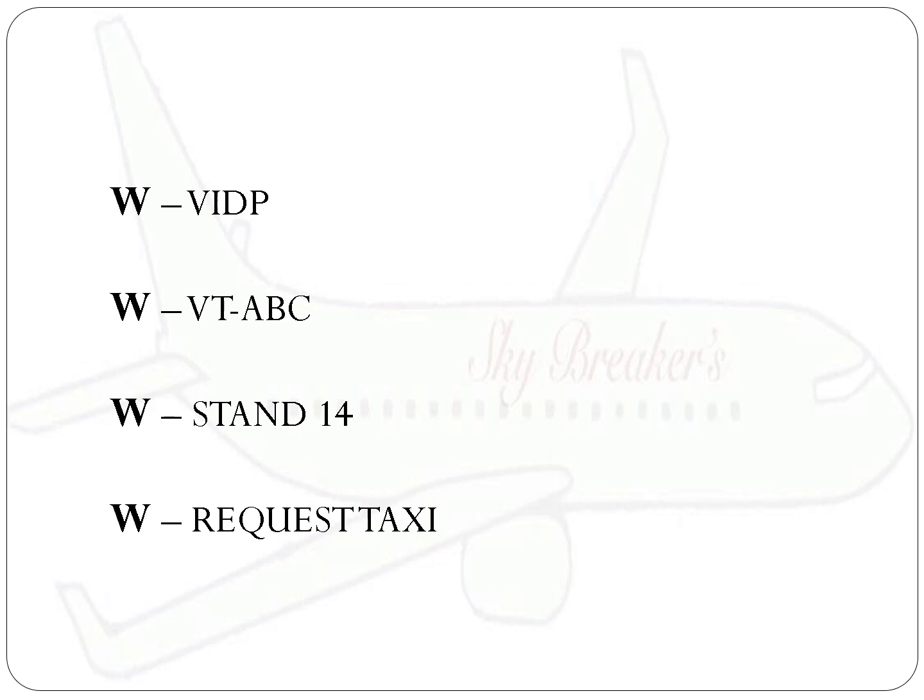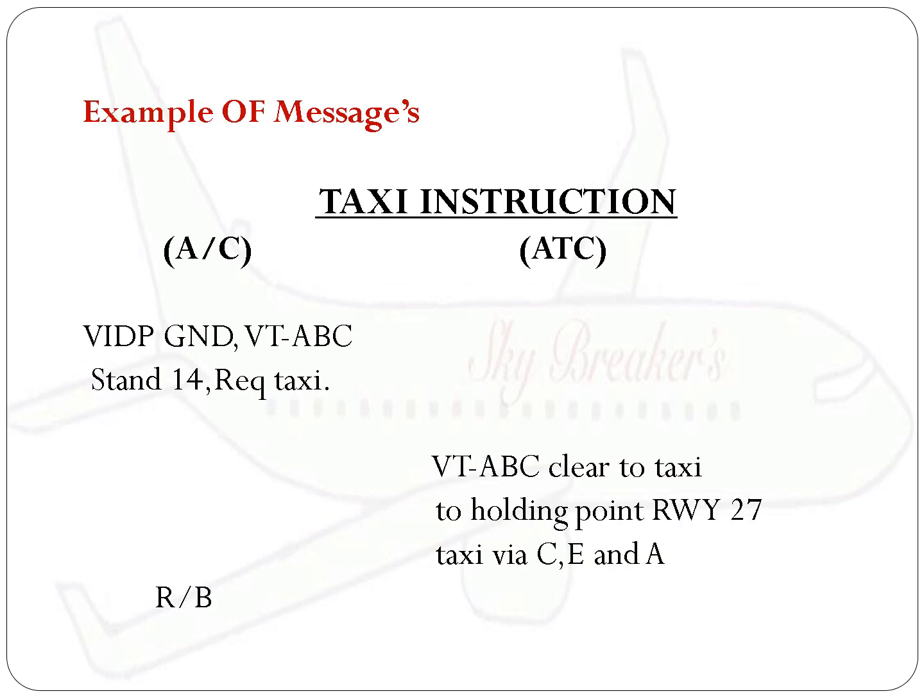For example, if you want to request taxi clearance from the ATC, how will you make the procedures? Here I have given one side as the aircraft communication, the other half as ATC giving instruction. The aircraft is asking for the taxi instruction: Delhi ground, Victor Tango Alpha Bravo Charlie, stand 14, request taxi. In this transmission the 4W is used.